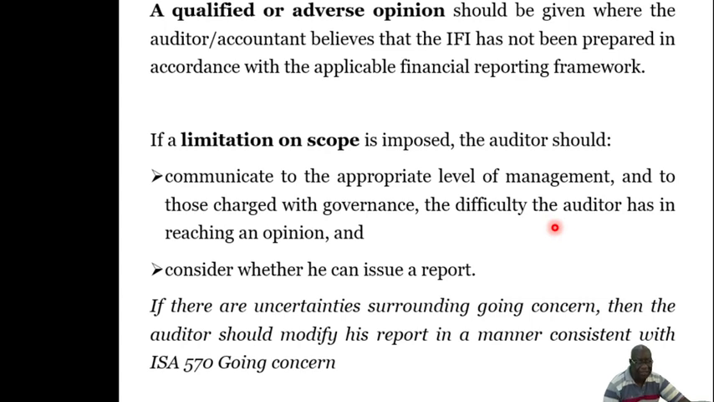And then if there are uncertainties surrounding going concern, then the auditor should modify his report in a manner consistent with what? ISA 570, that is going concern.